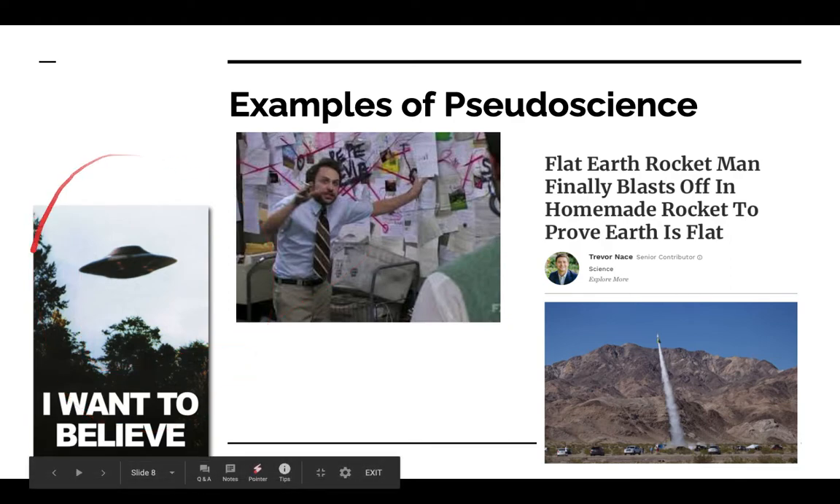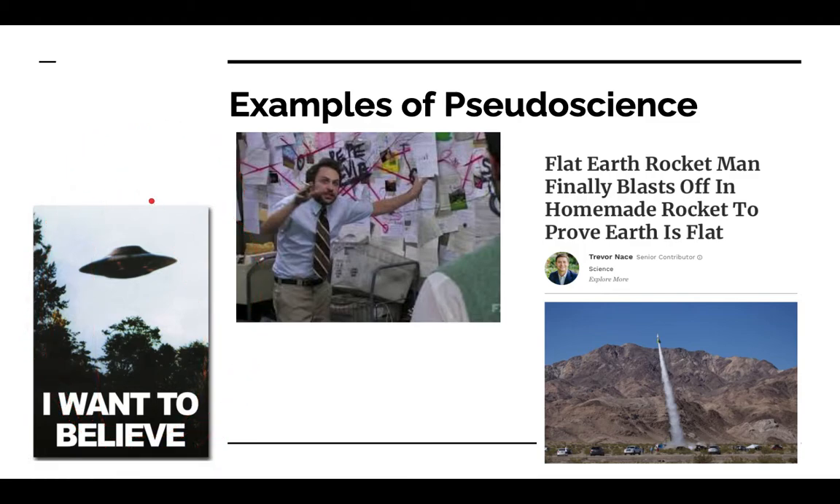I want to believe, with the X-Files and UFOs. That's an example of selective bias. I want to believe something, ergo I'm going to ignore any evidence that does not support my belief, and I'm going to only cherry pick evidence that does support my belief.